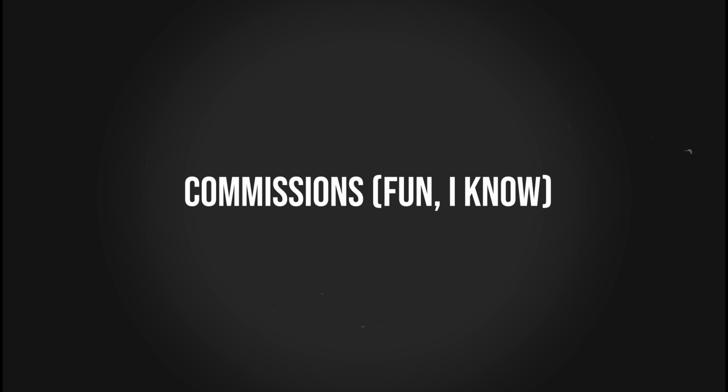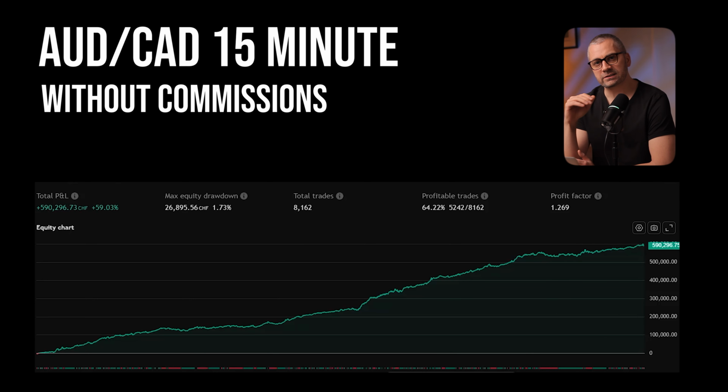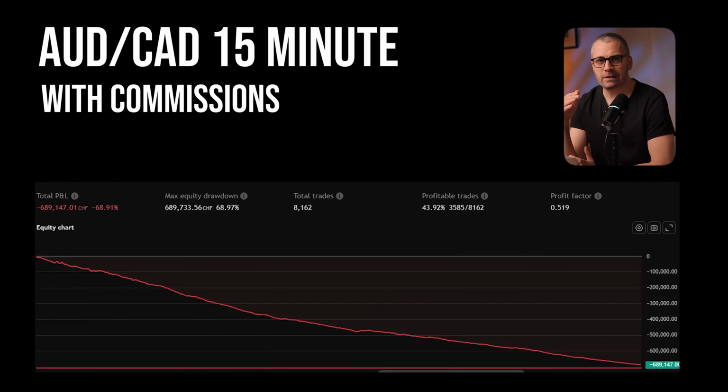Now, let's add commissions, and I know this is a boring thing to talk about, but it's also a very important part of profitable trading. Most traders skip this, and very often those are the same traders who stay unprofitable year after year. Here's a strategy on the Australian dollar against the Canadian dollar on the 50-minute chart. It looks pretty good, but when we add realistic commission and slippage, the strategy just falls apart.